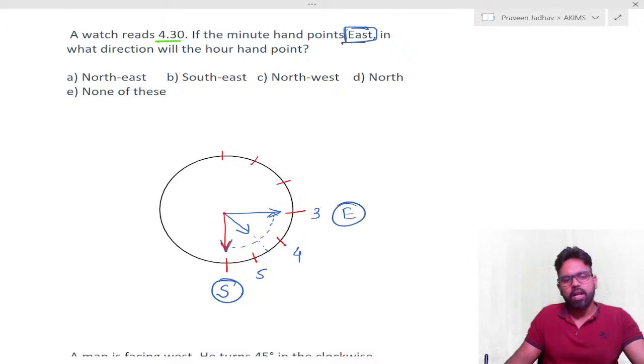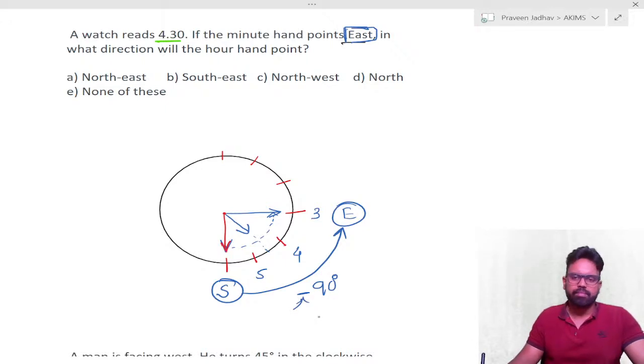It is supposed to be south, but it is becoming east. So, how much is it turning? It is turning by an angle of 90 degrees. Which direction? Clockwise or anti-clockwise? Anti-clockwise. You remember? Anti-clockwise is negative. Negative 90 degrees. I have to also take this hour hand negative 90 degrees. If I go here 45, another 45, somewhere here.